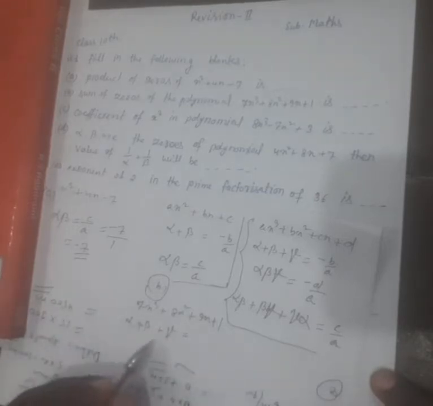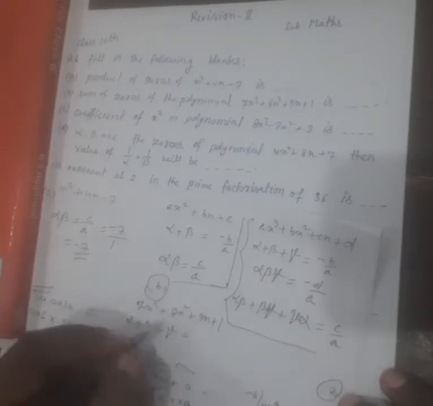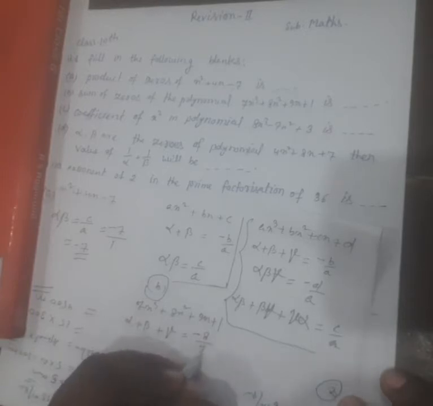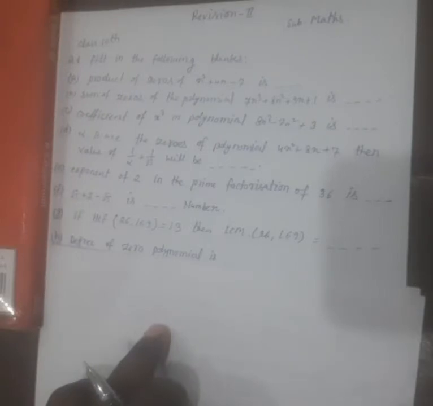This sum of all 3 zeros will be minus b upon a, and the value of b is 8. So minus 8 upon a, which is 7 here. So the answer is minus 8 by 7. Okay, so in this way you will do each and every question in this exercise. Now moving to the next question.